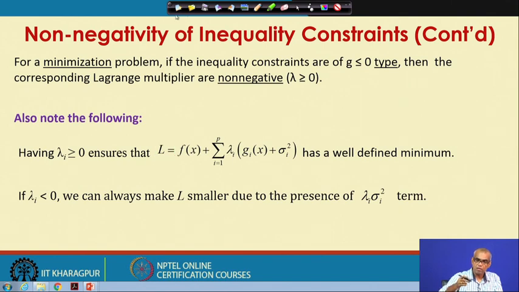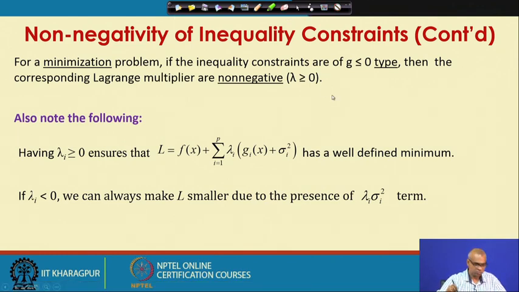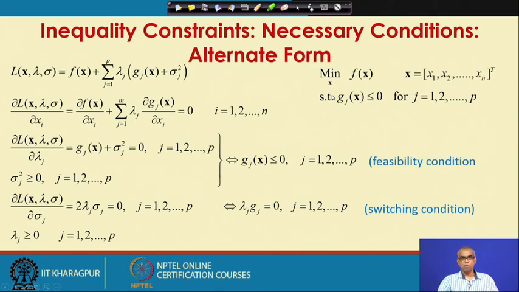So, remember, we are expressing the problem as a minimization problem and the inequality constraint as less or equal to type. So, the Lagrange multipliers are all greater or equal to 0 for the inequality constraints. So, now I can express the necessary conditions for optimality in an alternate form.